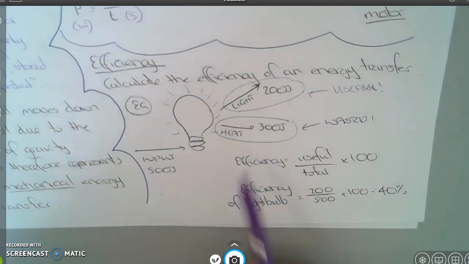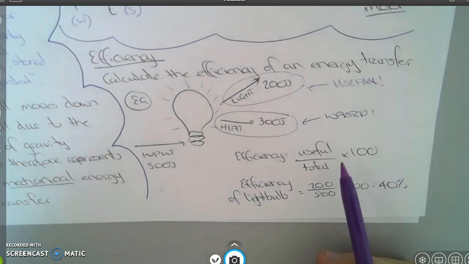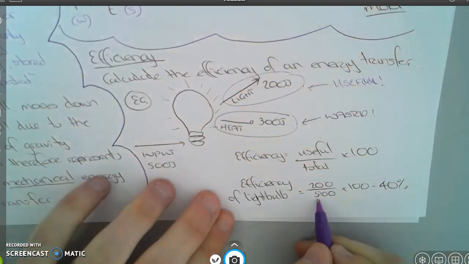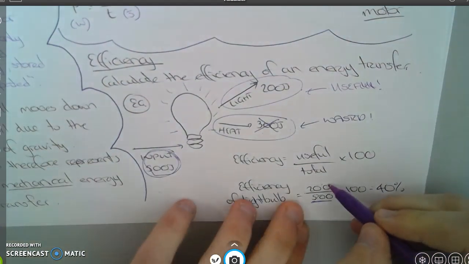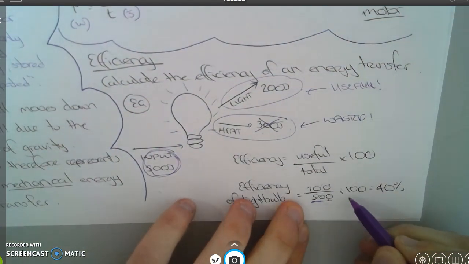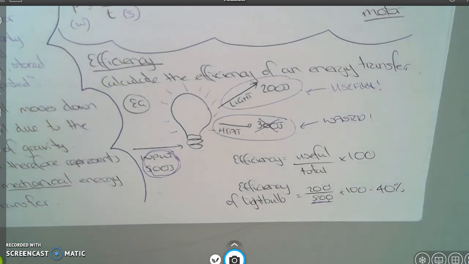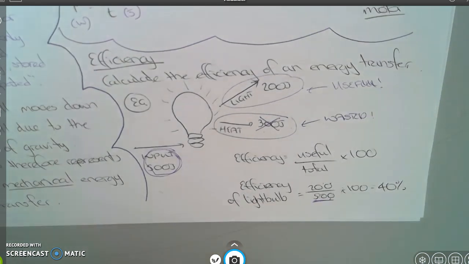So to find out the efficiency of this energy transfer, you would do 200 divided by 500, not 300, because it's the input, it's the total. So 200 divided by 500 times by 100, and it's a 40% efficient transfer. By all means, try and do that yourself.